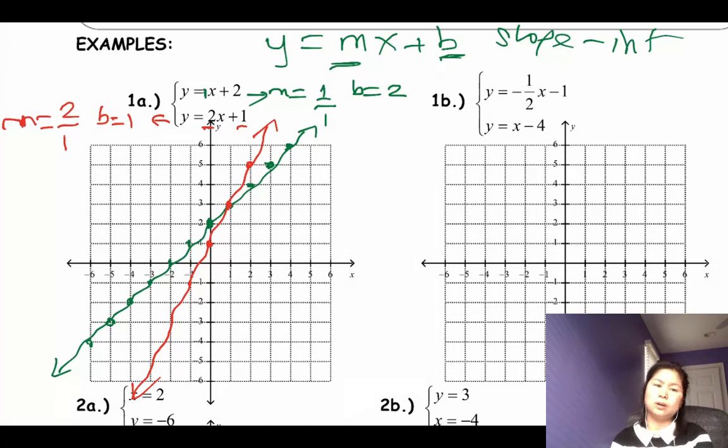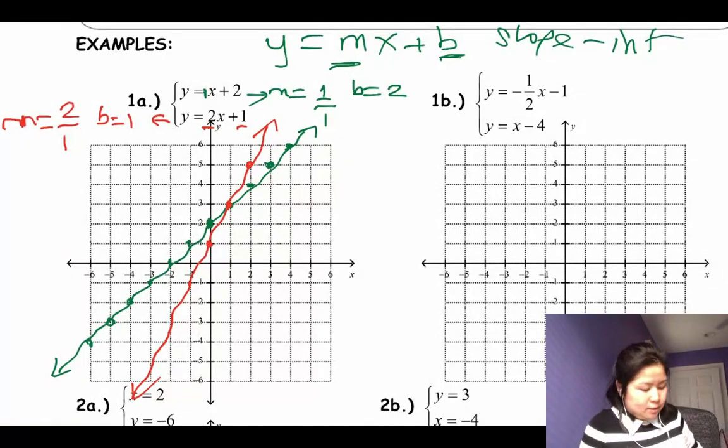Any questions so far? How do we feel about graphing a line when it's given to you in slope-intercept form, which means everything is already done for you?